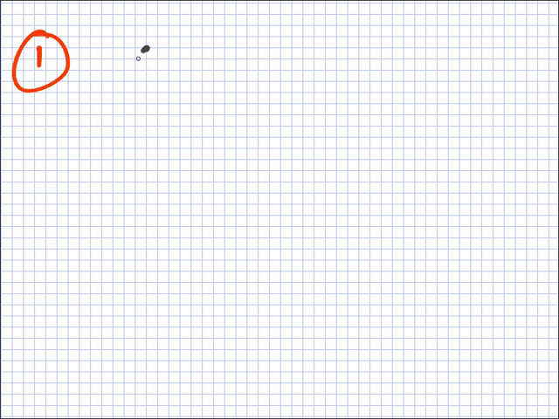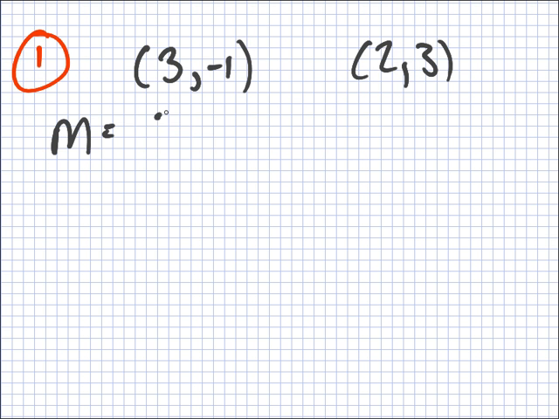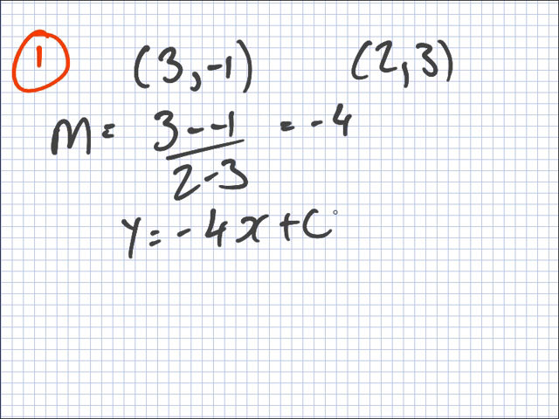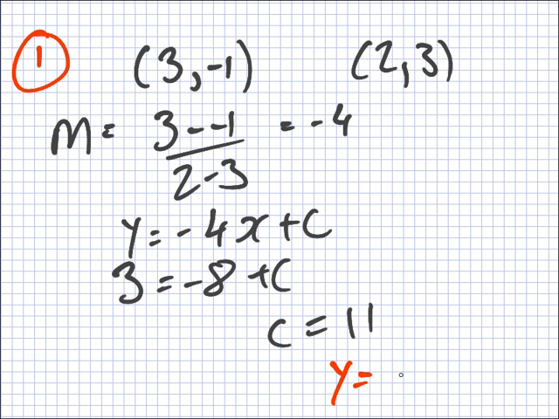Okay, first question. Easy peasy. What is the equation of the line from the point 3, minus 1 to 2, 3? First we get the m, which will be 3 minus 1 over 2 minus 3, which is minus 4. So y equals mx plus c. Put in the c. I get 3 equals minus 8 plus c. C equals 11, right? So the first answer is y equals minus 4x plus 11.